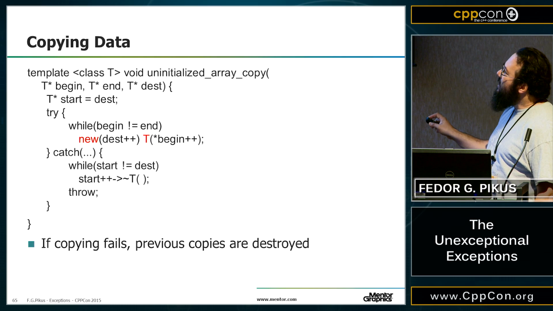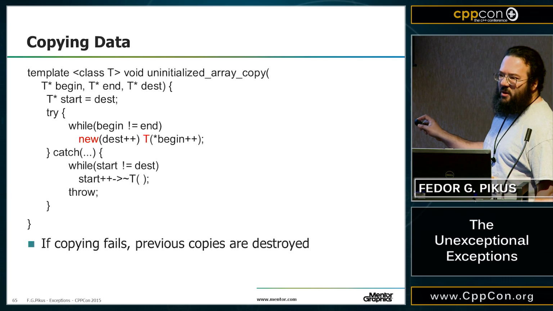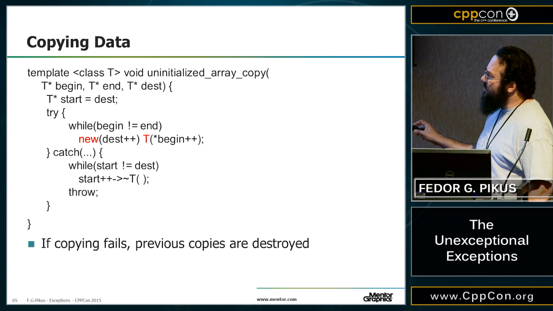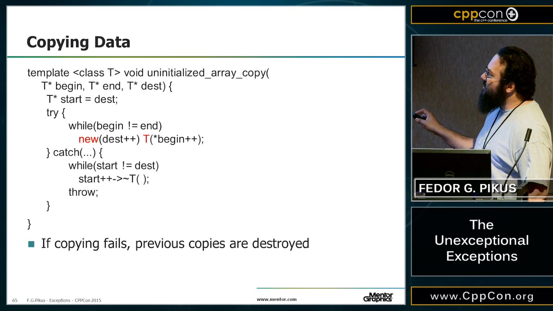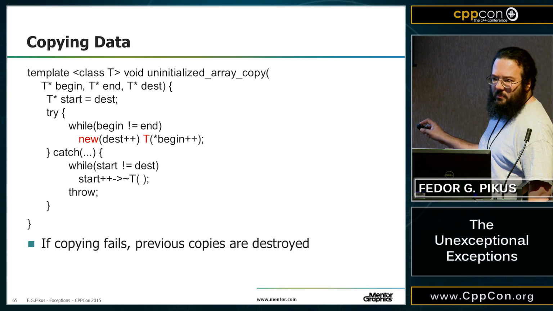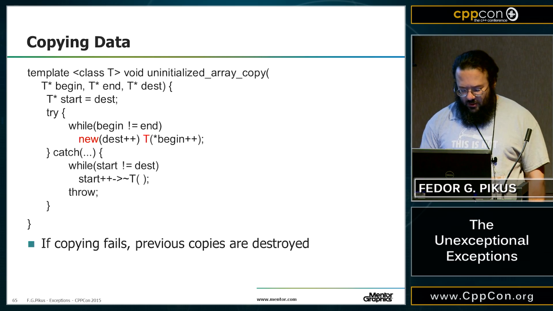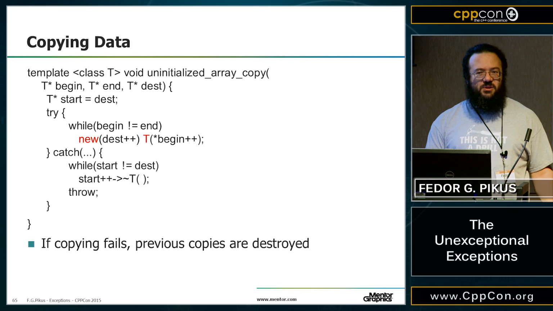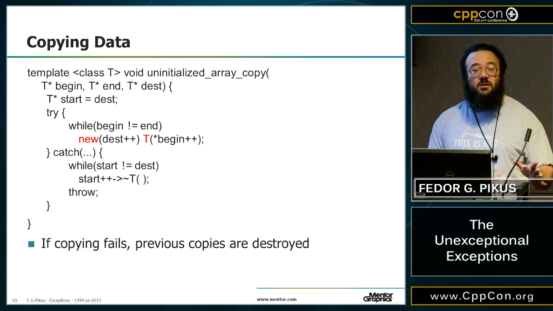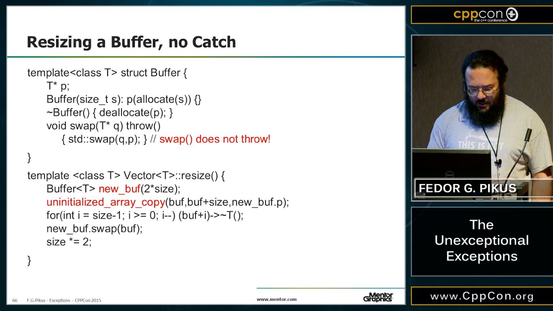That's a placement new. If something goes wrong, we have to call destructors, because this is a placement new. We didn't allocate any memory, so we can't call delete, but we still have to call destructors. Yeah, you can call destructors explicitly. So if something went wrong, we have to call the destructors on anything that succeeded. So maybe 10 objects got copied, the 11th threw. Well, you have to delete the 10. Okay, so if copying fails, all the copies that you already made are destroyed. Was there a question? No? Okay.